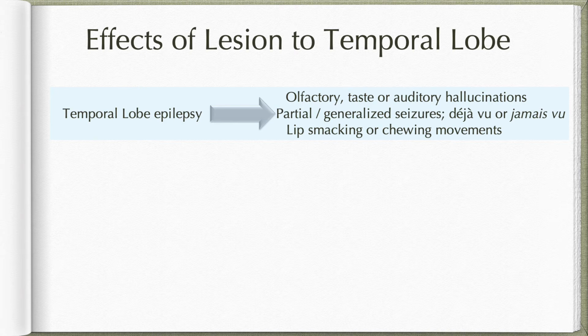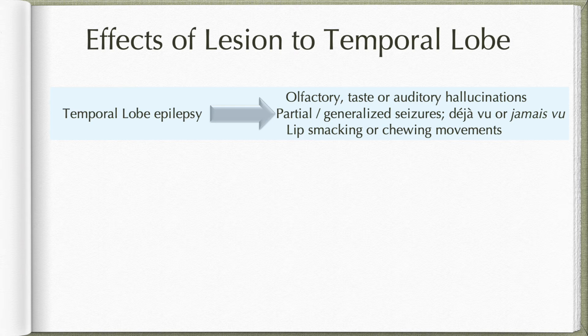Déjà vu is a sense of having been in this experience before. Jamais vu is a sense of not having been in this experience before, although that person is familiar with those surroundings, he feels it is new. And temporal lobe epilepsy is even associated with lip smacking and chewing movements.